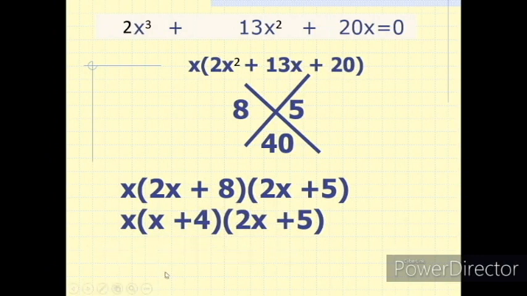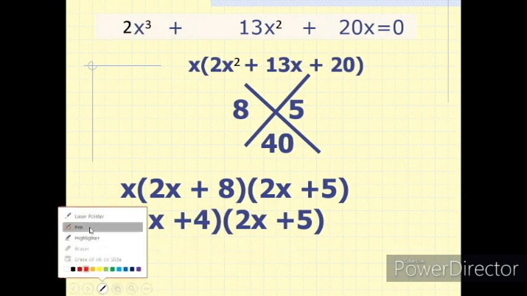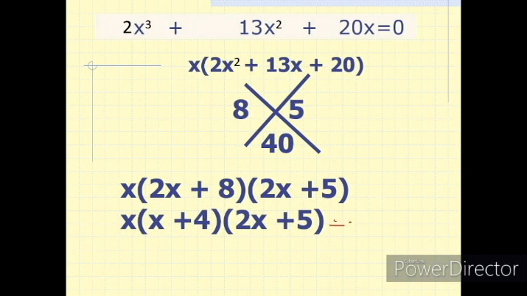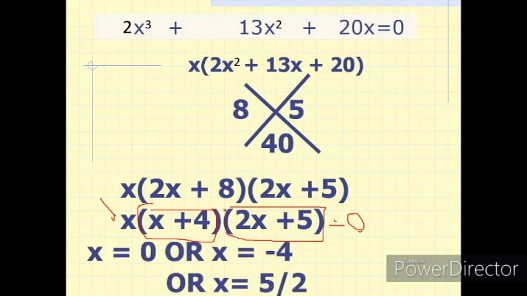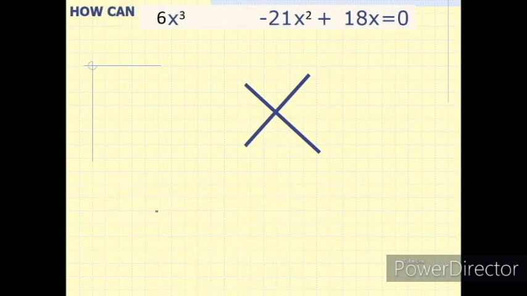Now I have 3 answers here. Okay, because it equals 0, it should be equal to 0. My first situation, I need this x to be 0. So my first one's x is 0. Second situation, I want this bracket to be 0. x has to be minus 4. And my last one, I want this one here to be 0. So x is minus 5/2. Minus 5/2. Okay. This one here, go.